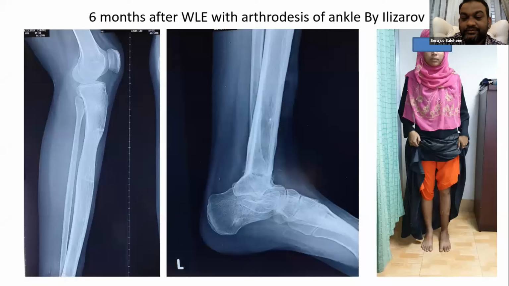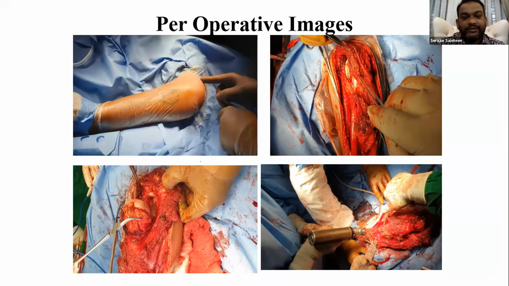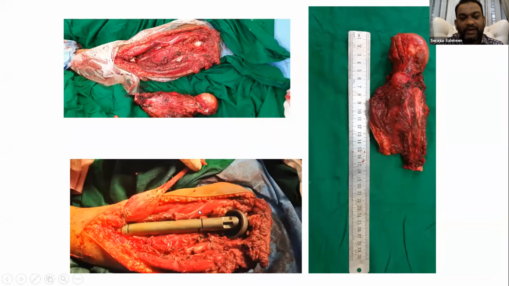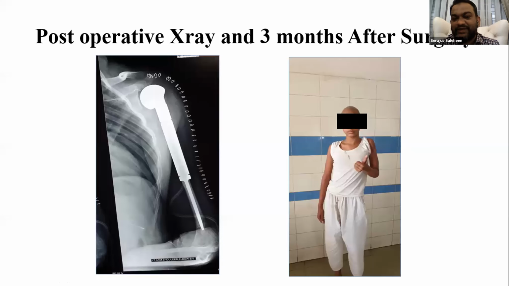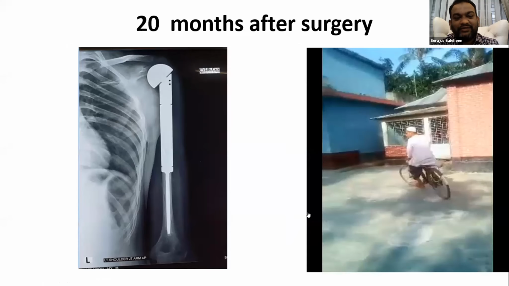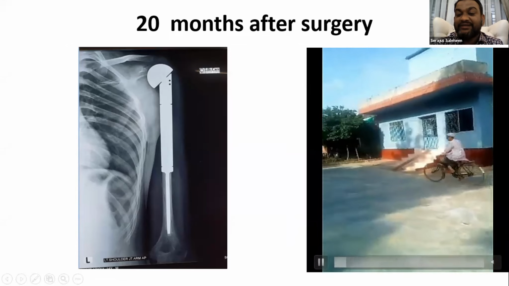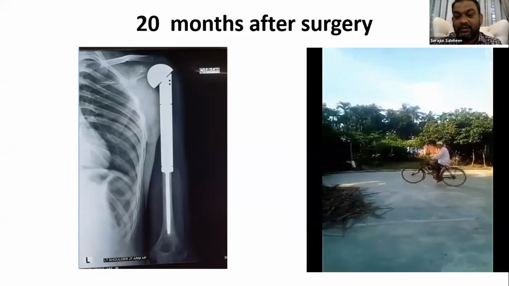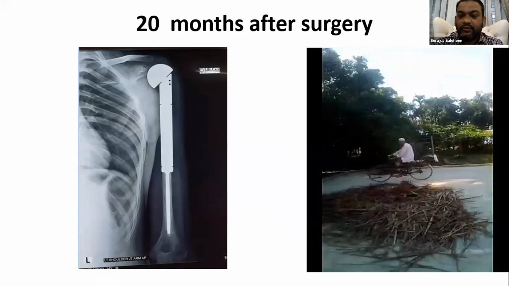A 14-year-old boy presented with Ewing sarcoma in the proximal humerus. This is the X-ray after getting neoadjuvant chemotherapy, and we have done a wide local excision of the proximal humerus, with endoprosthesis replacement of the proximal humerus. And this is the post-operative X-ray, 3 months after surgery. And these are 20 months after surgery. And the patient is riding a bicycle with this prosthetic limb.